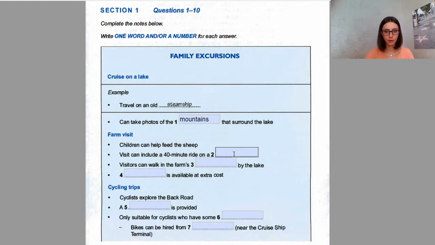So the next answer, number 2, is horse. The third answer is garden. You also could have written the word gardens. So both options work here, garden or gardens. And number 4 is lunch. All right, so these are the correct answers.